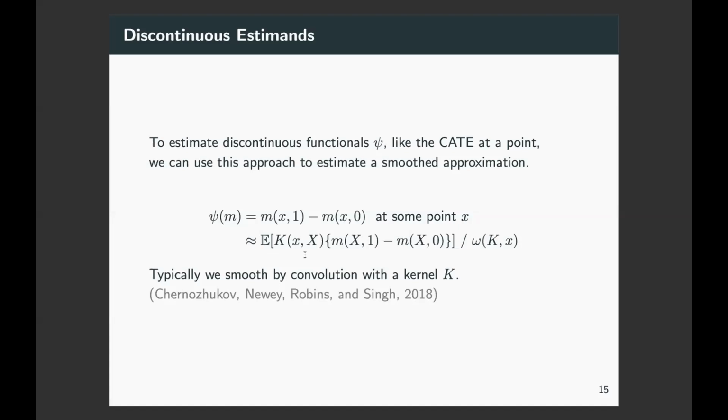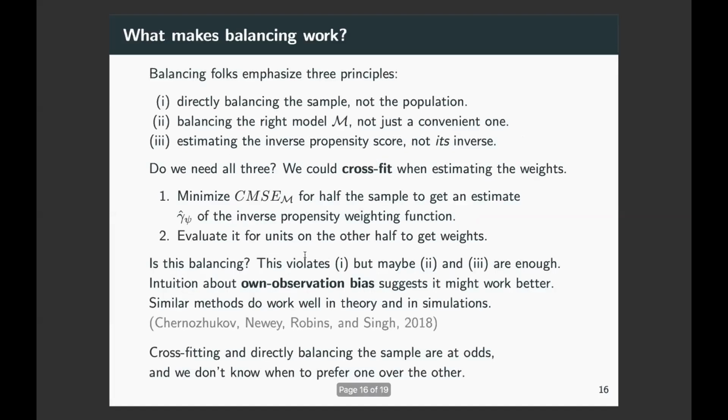And I want to talk a little about the principles behind how it works and the folkloric tradition it comes out of. So balancing folks, or at least the folks I know, I have done this in the past, tend to emphasize basically three principles. The first is directly balancing the sample, not the population. The second is balancing the right model, balancing what we have to balance, not just a convenient one. And the third is estimating the inverse propensity score, not its inverse, the propensity score.